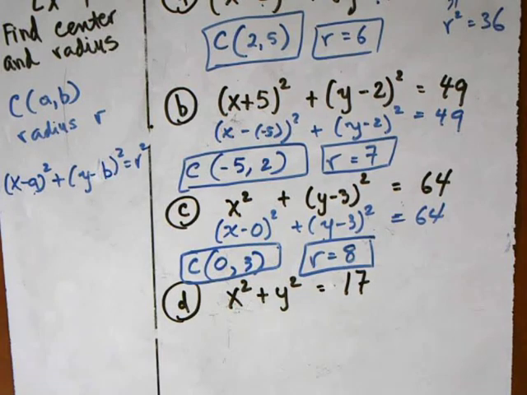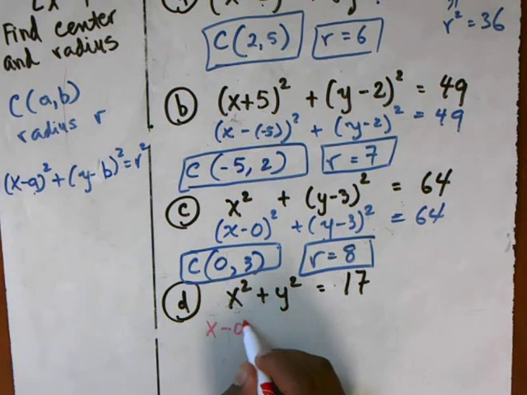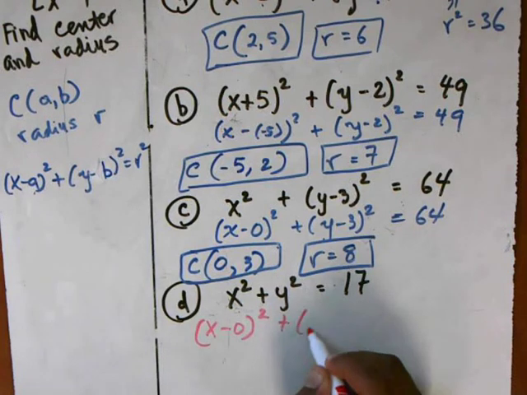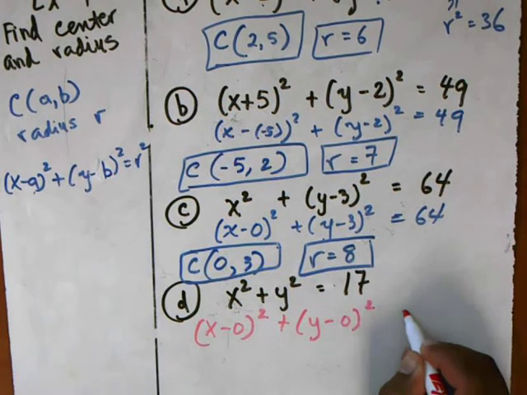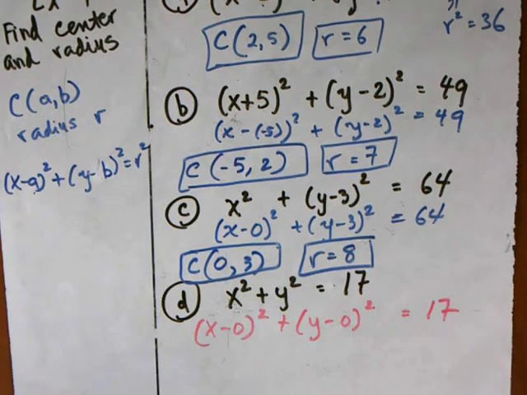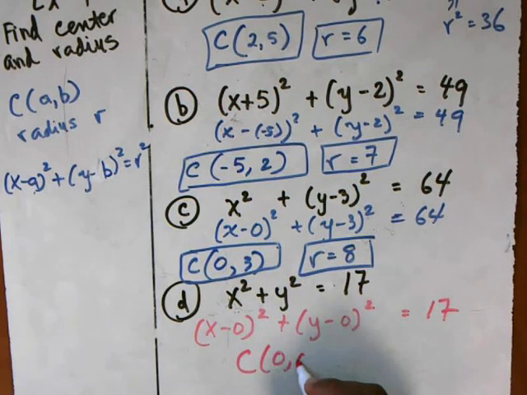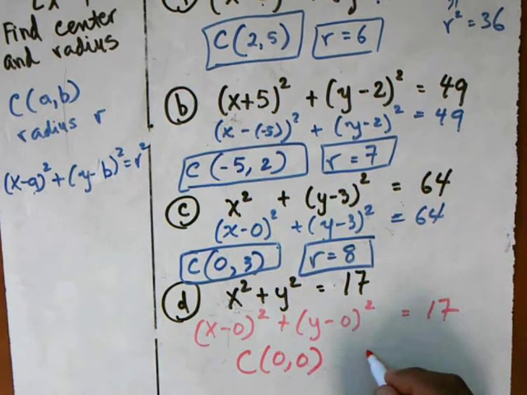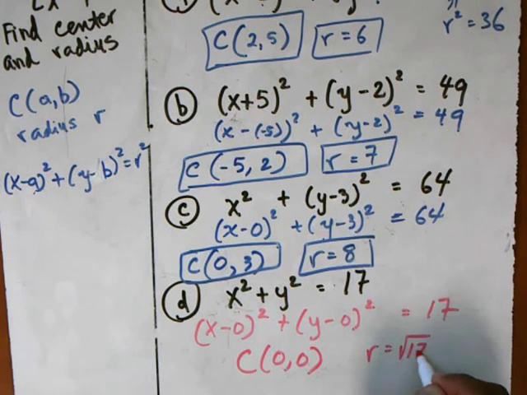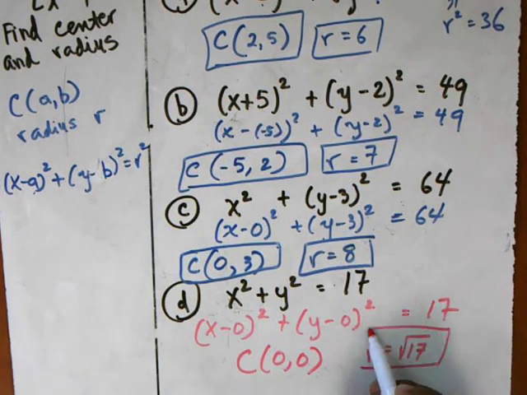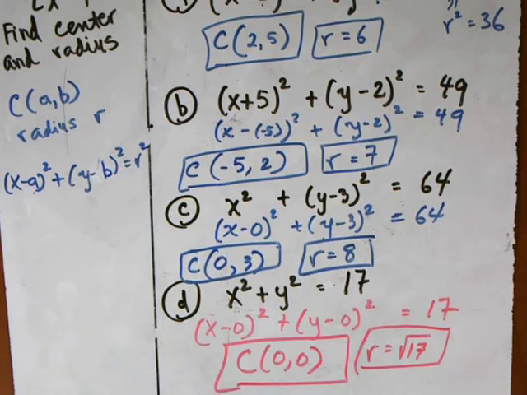In our last example here, I'm just going to change colors to mix it up a little bit. We can rewrite this as (x minus 0) squared plus (y minus 0) squared equals 17. So that means the center is at the origin, (0, 0). And the radius is just the square root of 17. 17 is a prime number, so we can't really simplify it any further than that. So there you have it. 4 examples of finding where the center is located and the length of the radius when you're given the equation of a circle.